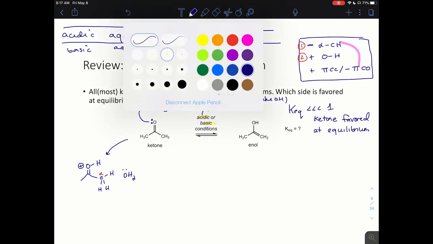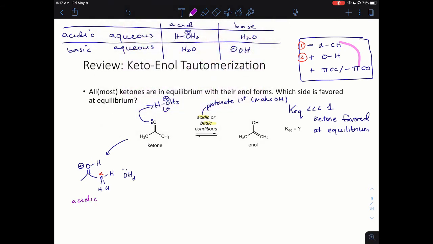So the protonated carbonyl, this is acidic. This is the acidic solution. Again, in acidic aqueous solution, the base will be water. There's no hydroxide. Don't try to force it. All right, excellent. So that gets us to the enol. So that's under acidic conditions.